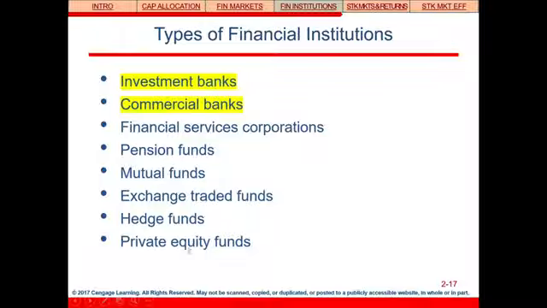And the last one is private equity funds. So this one mainly focuses on private equity. That's what we call PE or VC, venture capital. These mainly focus on buying unlisted securities, those startups. So that's the different types of financial institutions.